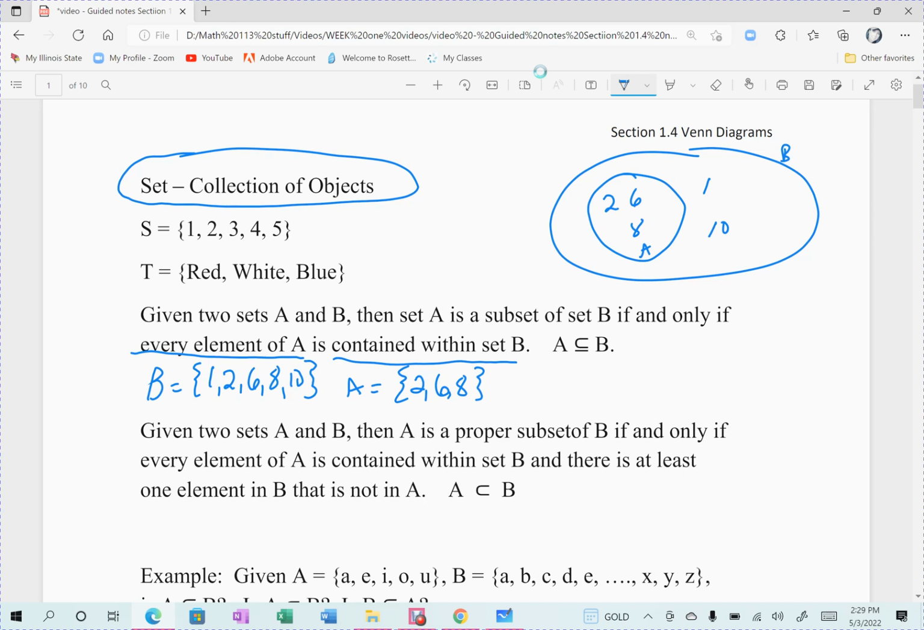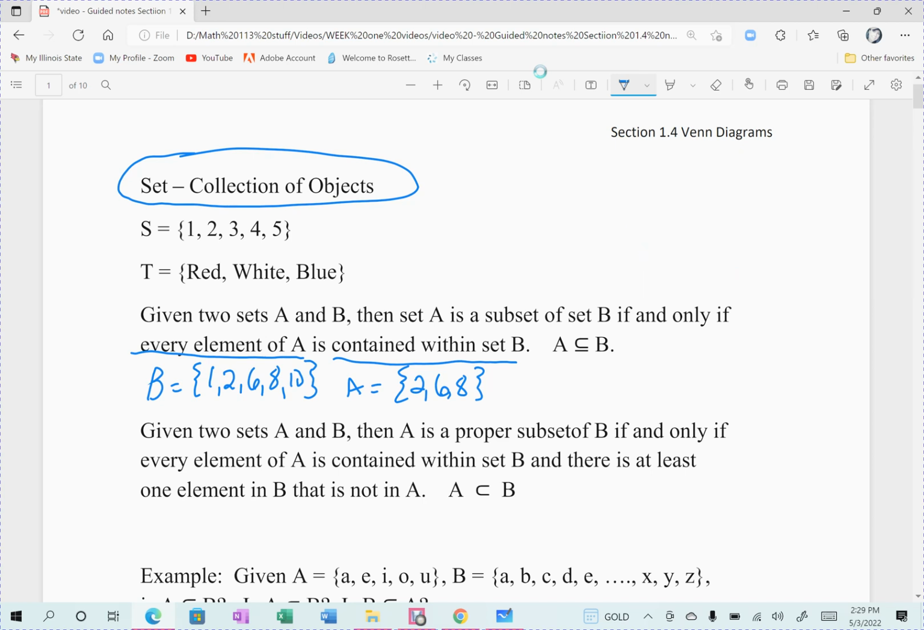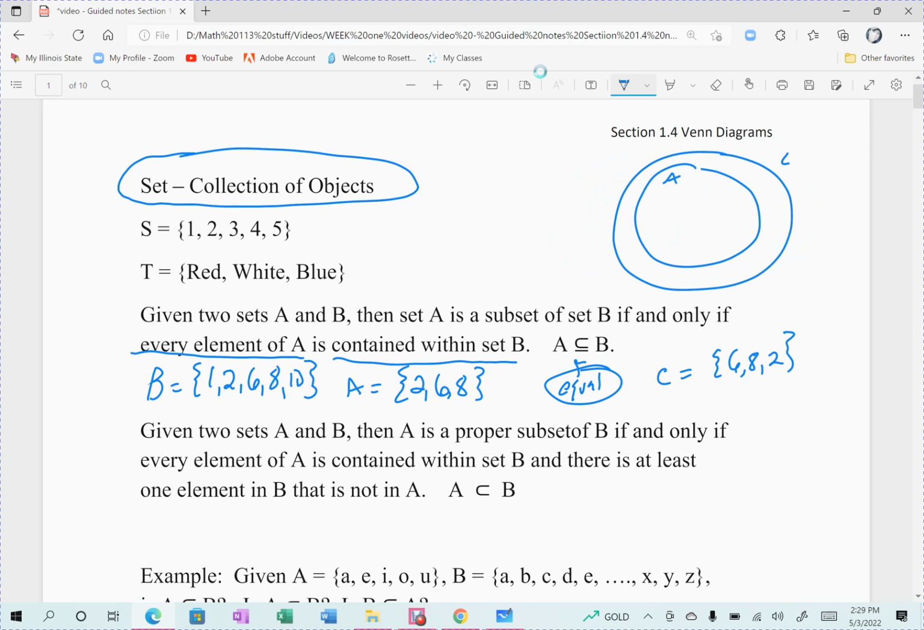All right. And again, the subset notation that we use is a sideways U with a little bar. The little bar means that technically a subset could also mean the sets are equal. That's what this means. A could be the same as B. I could have set C that is the numbers 6, 8, and 2, which means circle A is in circle C, because 2, 6, and 8 are in both. So that's where you can have equality.